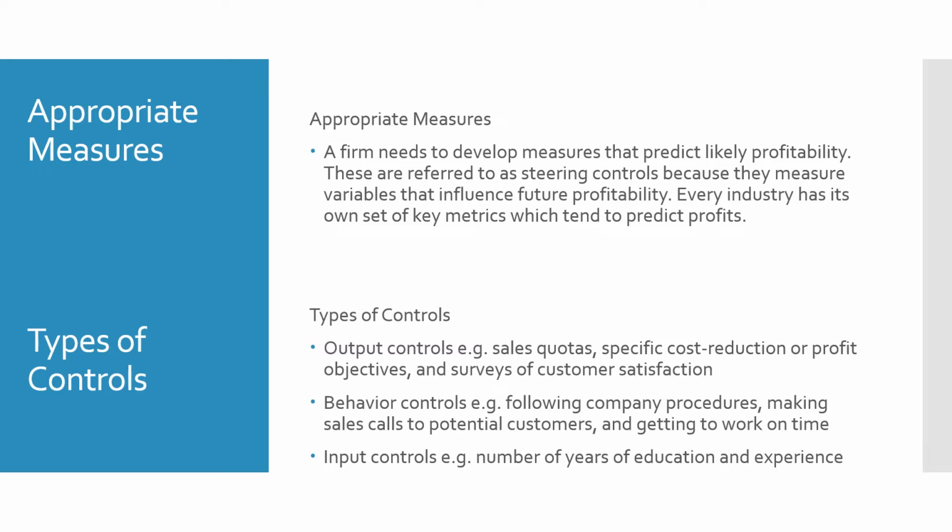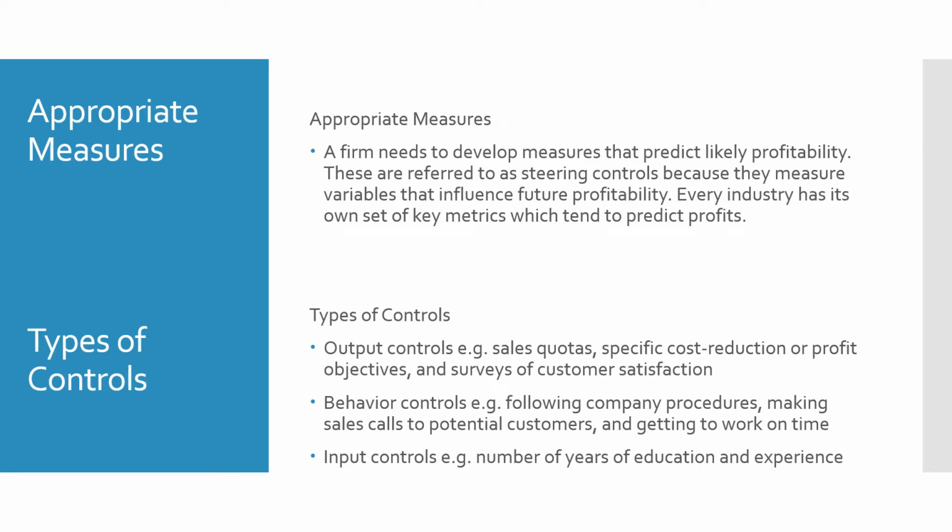Talking about appropriate measures. Some measures such as return on investment and earnings per share are appropriate for evaluating a corporation's or a division's ability to achieve profitability. However, these are inadequate for evaluating additional corporate objectives such as social responsibility or employee development. A firm, therefore, needs to develop measures that predict likely profitability. These are referred to as steering controls because they measure variables that influence future profitability.